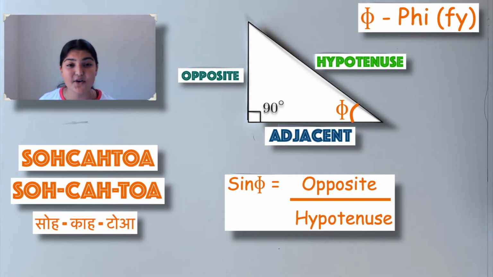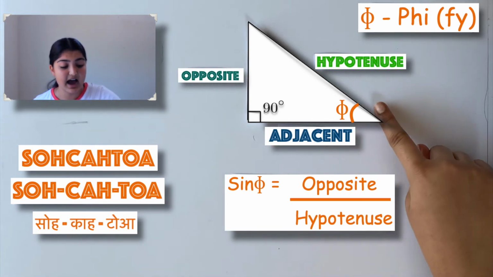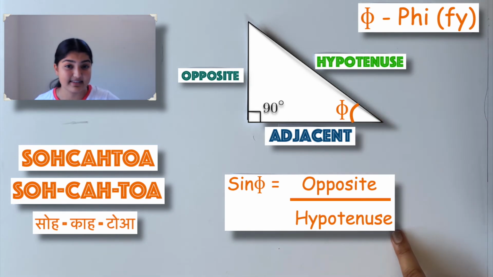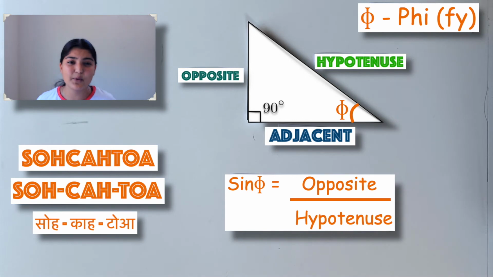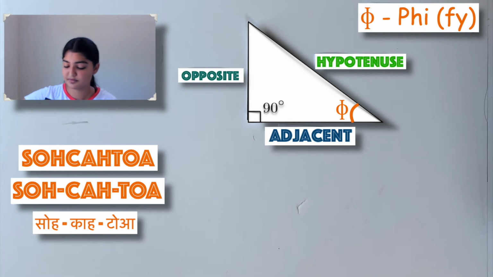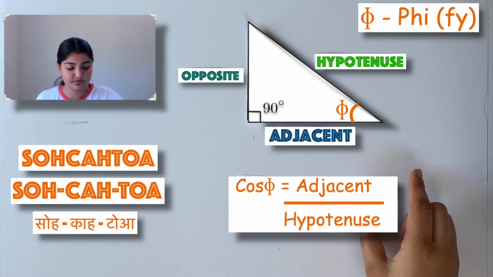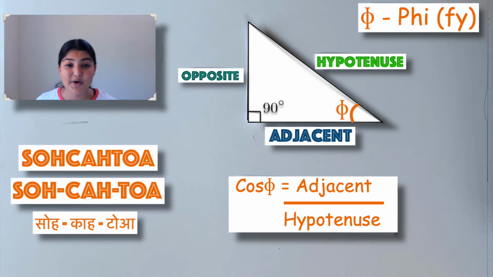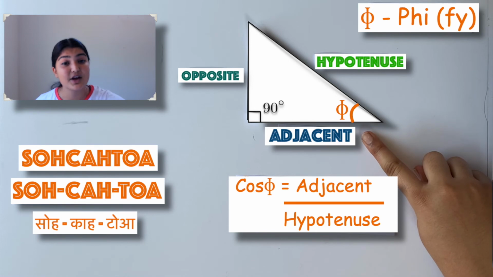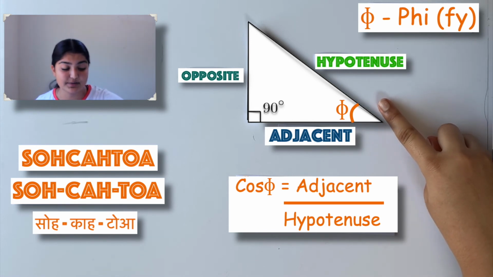The sine of angle phi is equal to the ratio of the measurement of the opposite side over the measurement of the hypotenuse, like this. Now, what about the cosine of angle phi? Well, the cosine of angle phi is equal to the ratio between the measurement of the adjacent over the hypotenuse, like this.